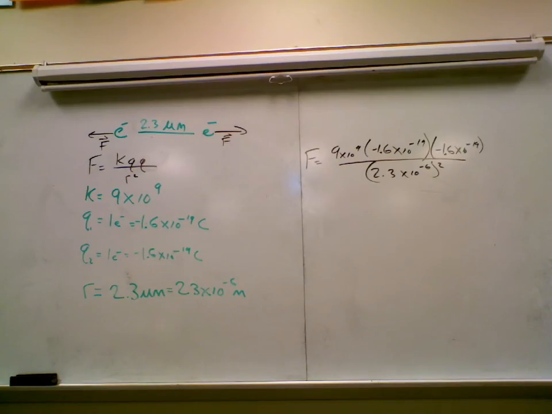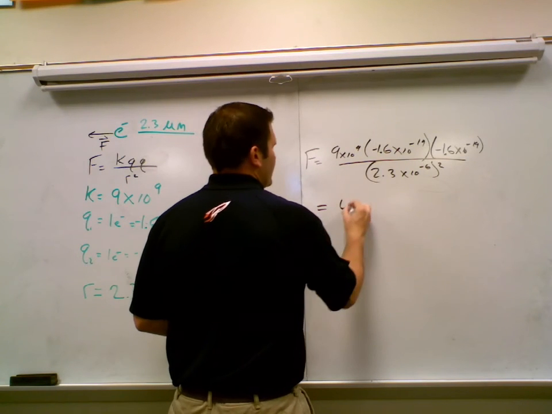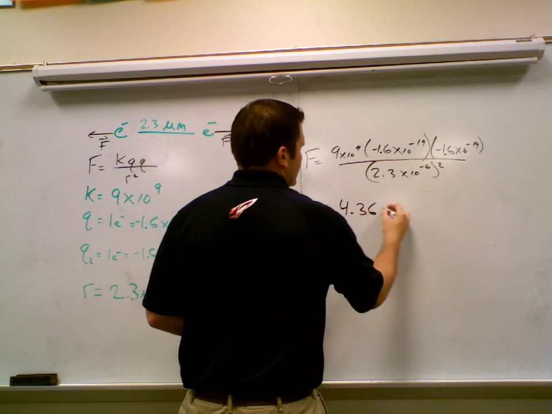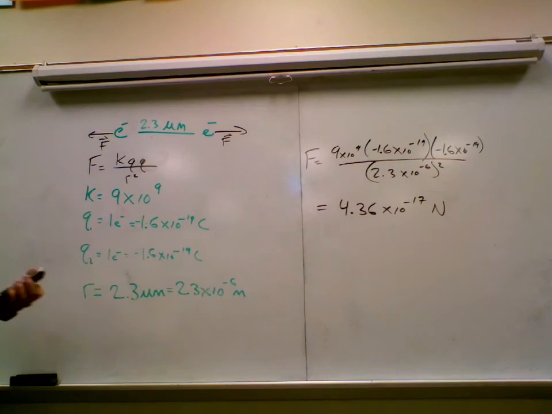So 9E9 times negative 1.6E negative 19 times negative 1.6E negative 19. Make sure you use the E's because then your calculator sees it as one number, not two. Then the bottom, 2.3E negative 6 squared. If you don't use E, if you use times 10, then you have to put the bottom in parentheses. 4.36 times 10 to the negative 17. Good. So the force is 4.355, or 4.36 times 10 to the negative 17.